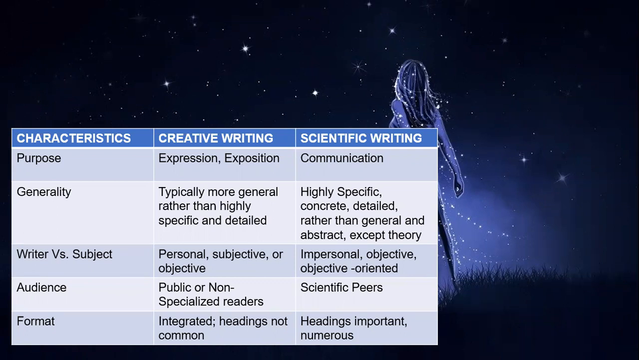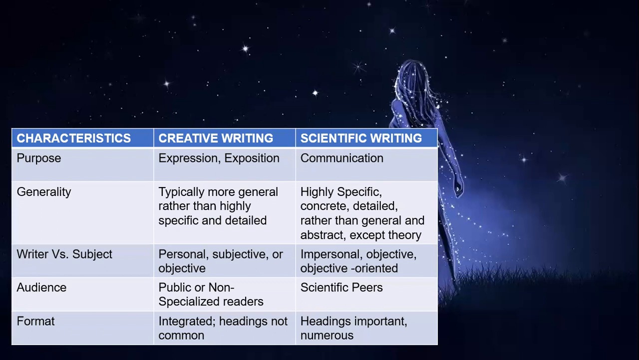Now, for scientific writing, its main goal is to communicate studies, facts, or a collection of information, and how one researcher or scientist arrives at a particular conclusion. Usually, it's a product of study, research, and anyone who uses the scientific method, such as college researchers. So you're doing scientific writing when you make use of the scientific method in your writing. Generality: typically more general rather than highly specific and detailed.